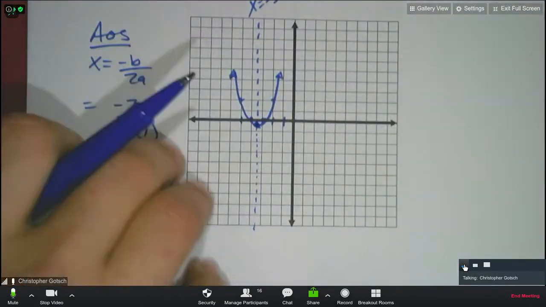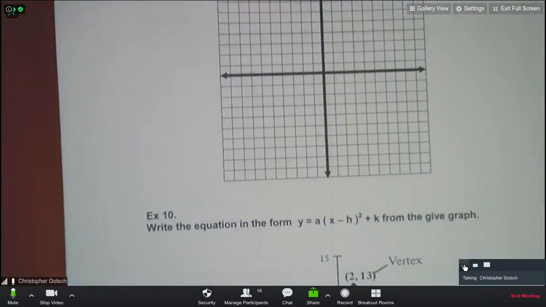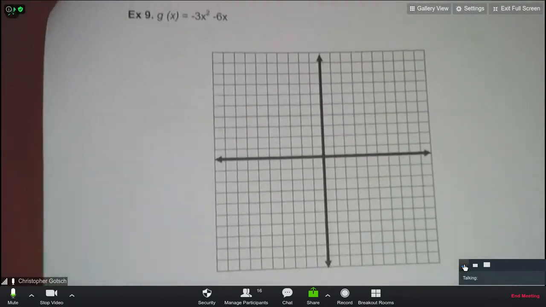All right, let's do the last one, number 9, and then we'll do 10. Okay. So we got 2 more.